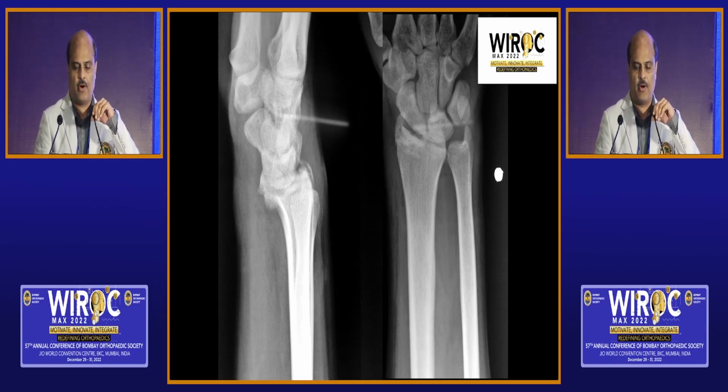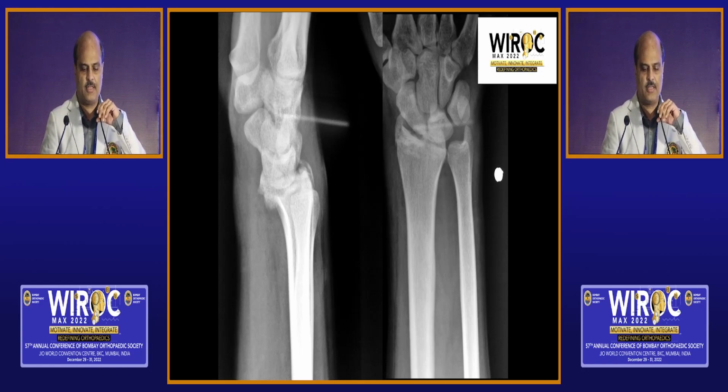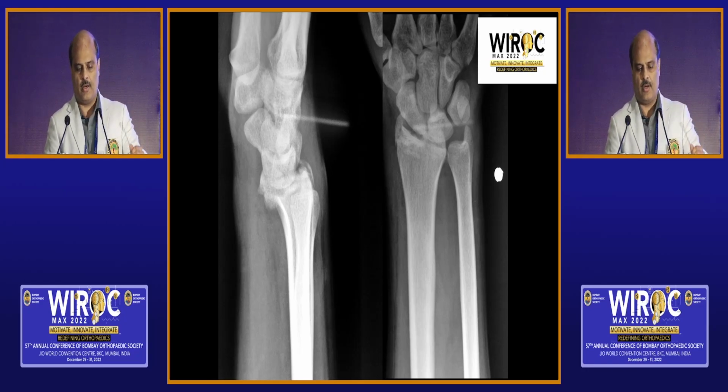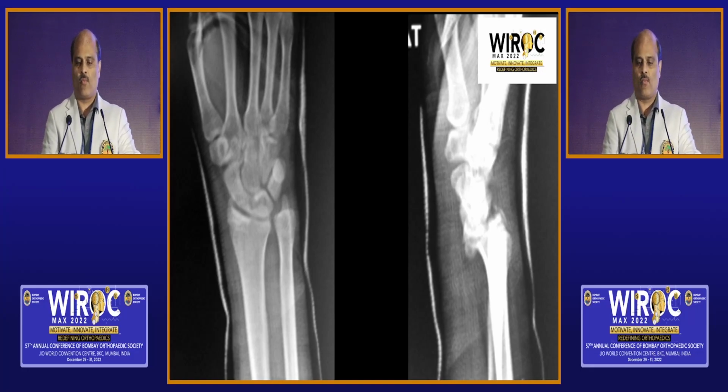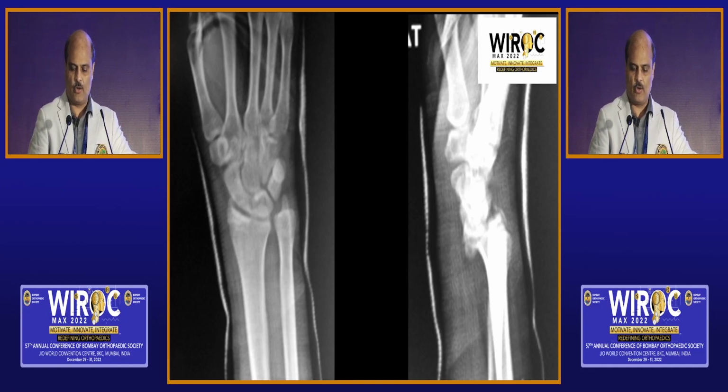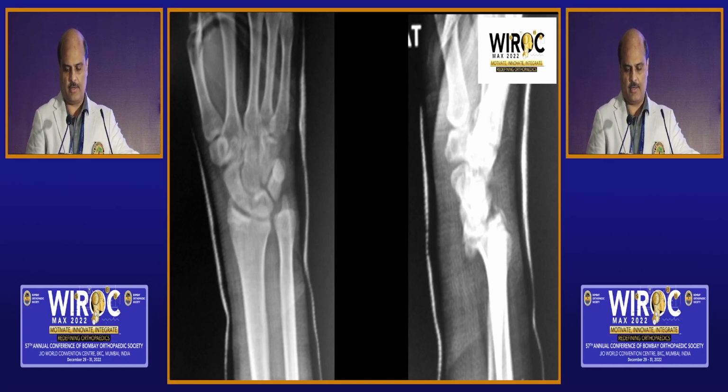This is a young boy, about 35, with this kind of a fracture. He was treated by giving a below elbow cast, and this was the X-ray at 2 weeks follow-up. The whole carpus had dislocated. There was a volar dislocation.